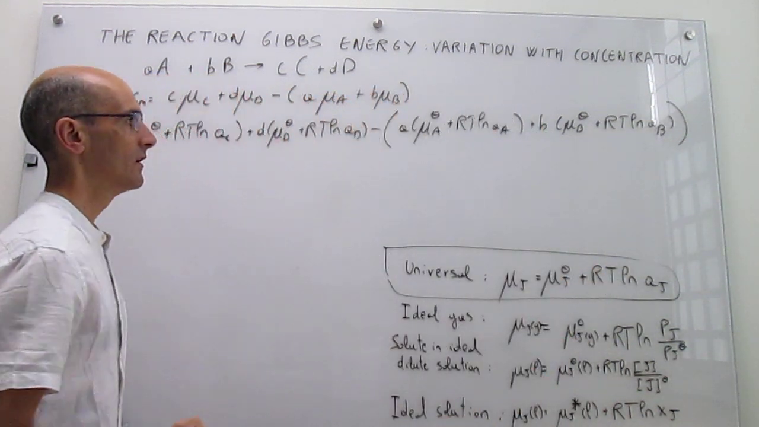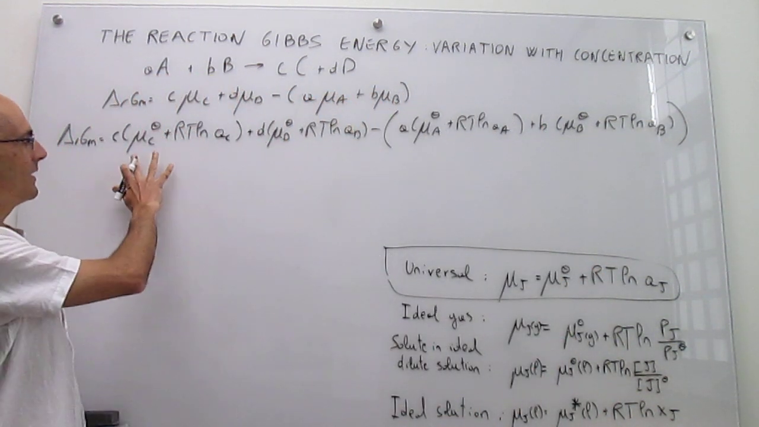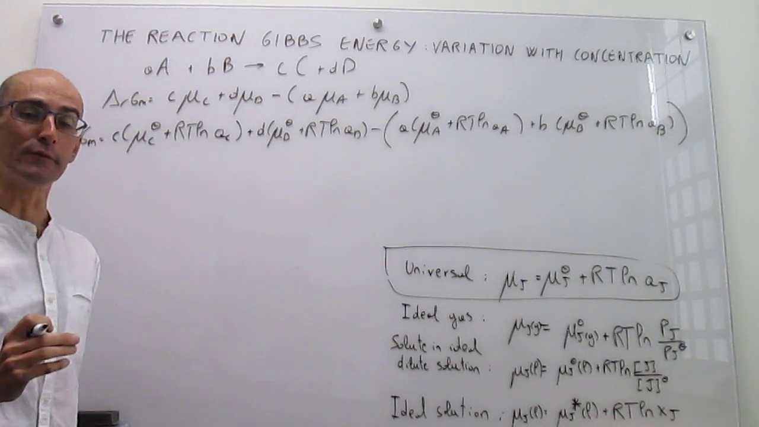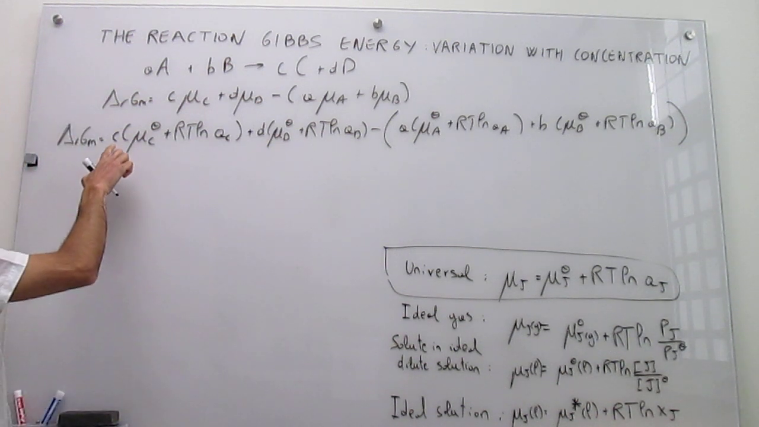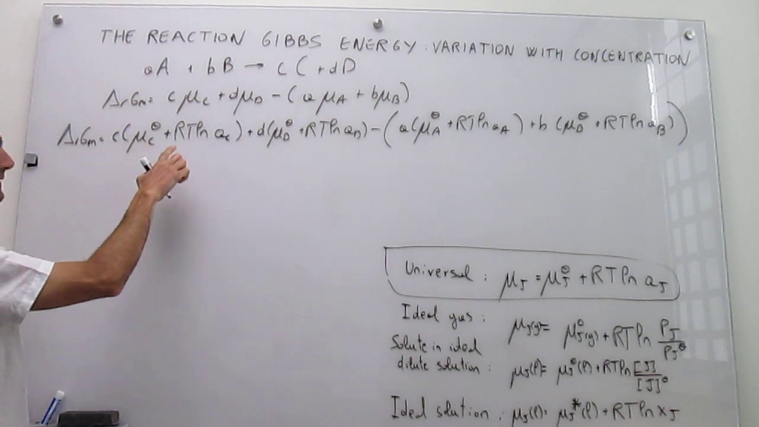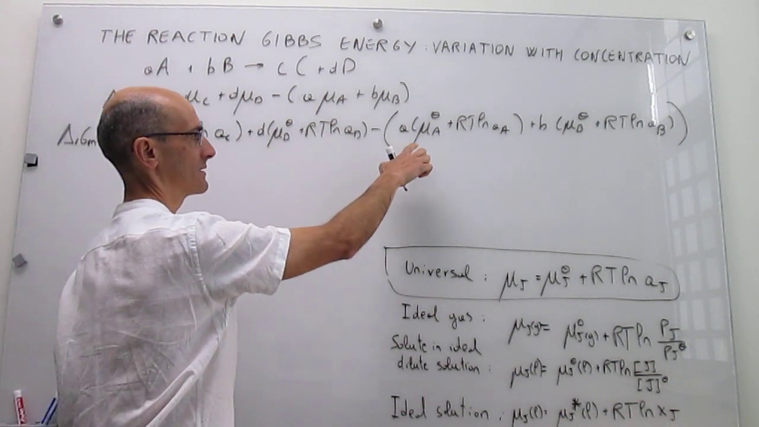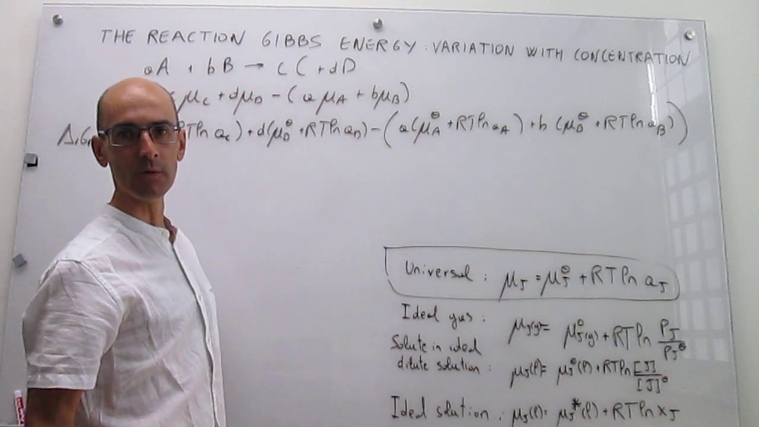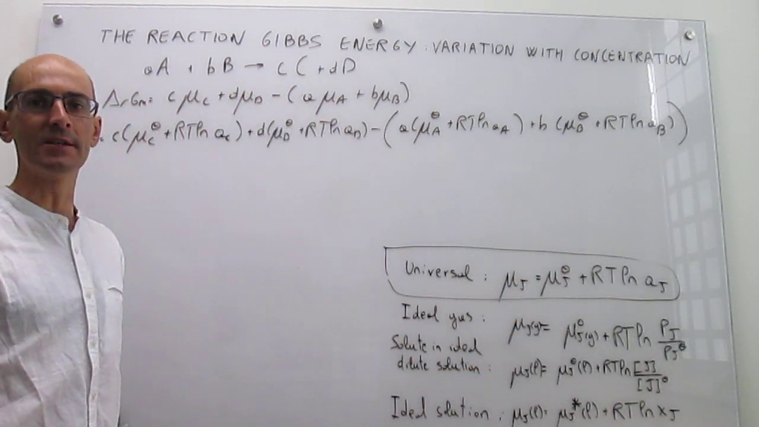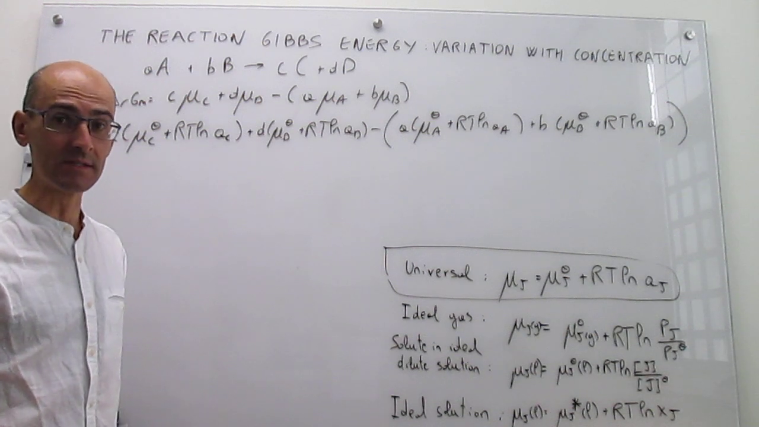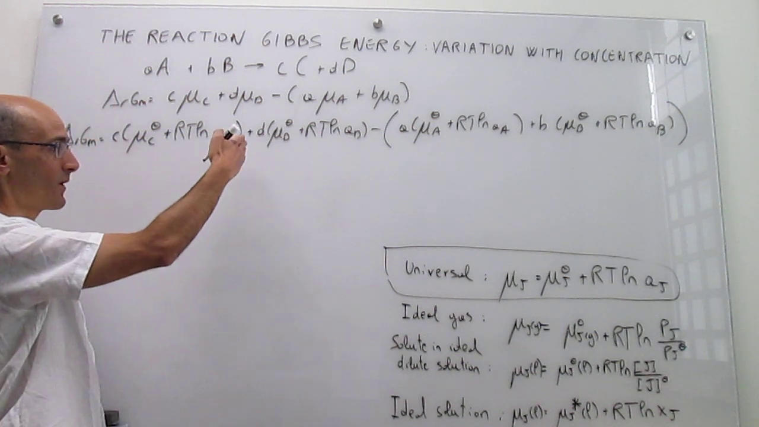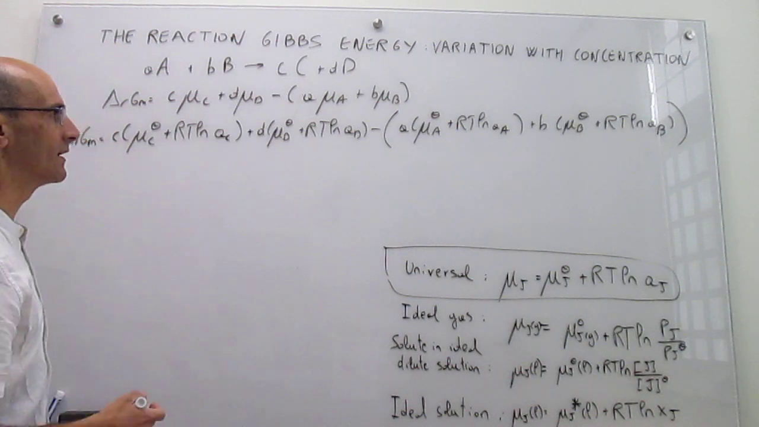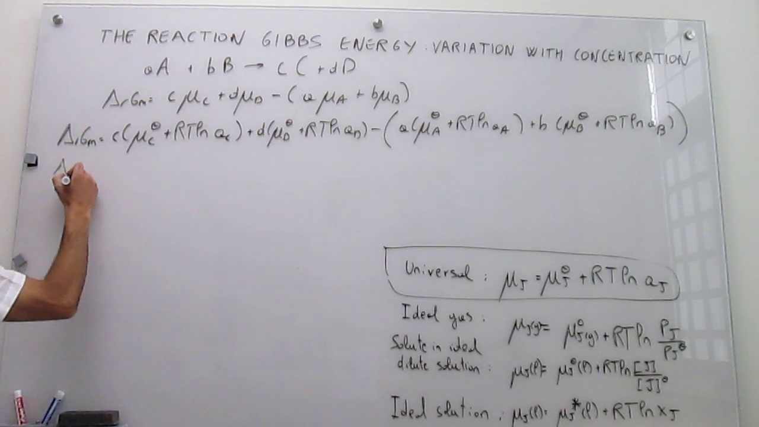Notice that when you distribute these products, you're going to have two types of terms. One of them is going to be the one that depends on these chemical potentials at the reference states, and the other one is going to depend on RT and the natural log of the activities. So what I'm going to do is write them down here in a consolidated way so that we can see how that turns out to be.